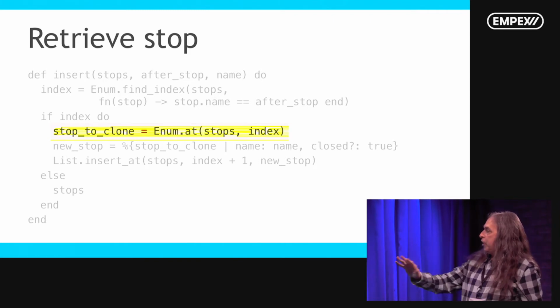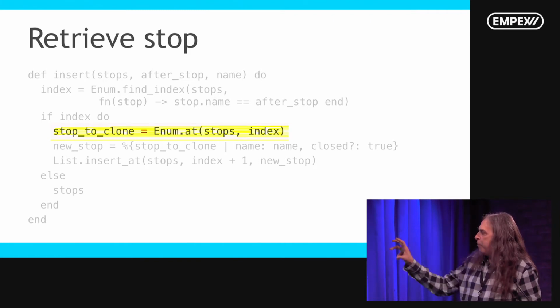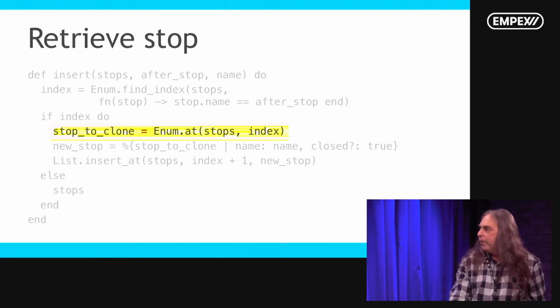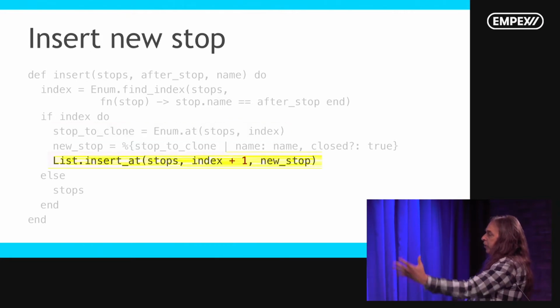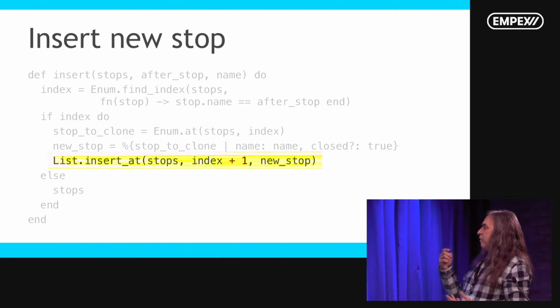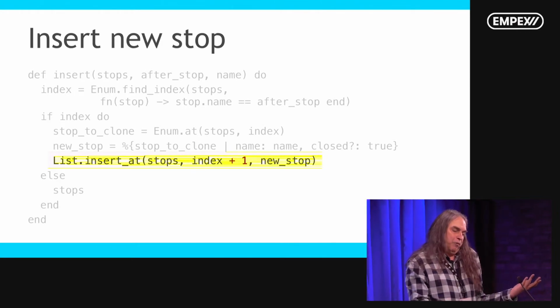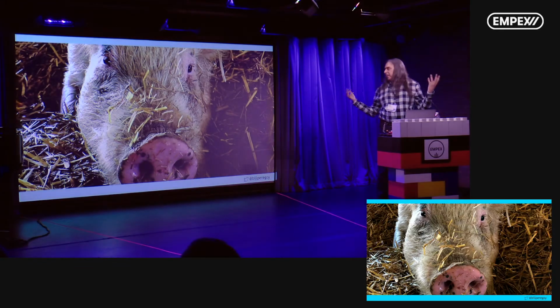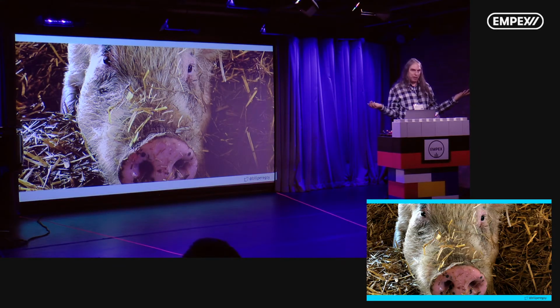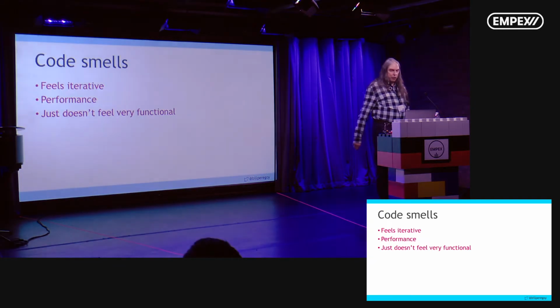We, again, iterate through the list, find the stop before the one we want to clone. And then finally, we iterate through the list again and insert that new stop that we've just cloned. And that code works. It's not the worst thing in the world, but obviously it's kind of smelly, has some code smells. So let's walk through those code smells.